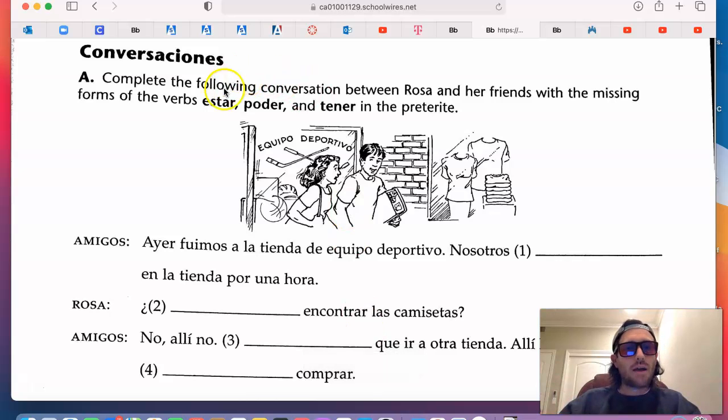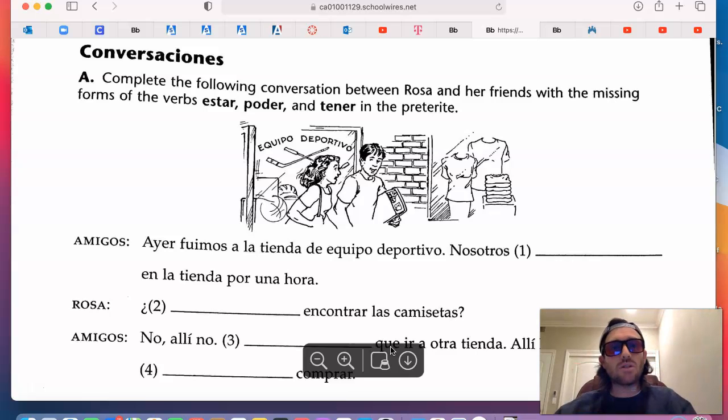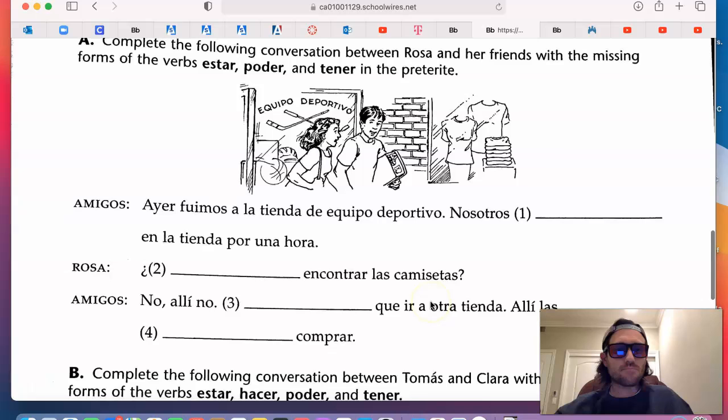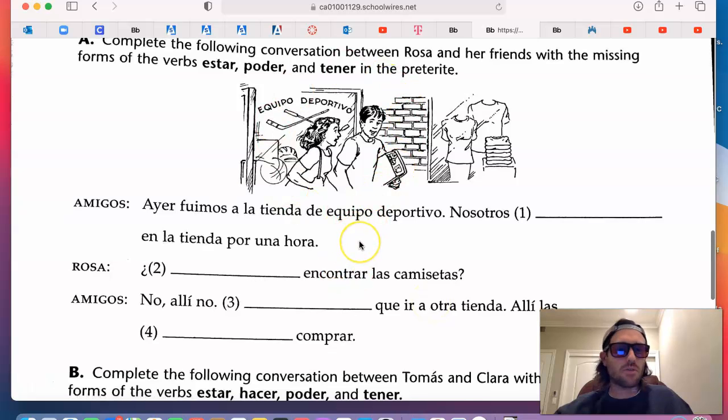So, running it back, estar, your context clue is location. Poder, your context clues are verbs. And tener, your context clue is the preposition que. Tener que, that expression is to have to do something. Like, tengo que hacer la tarea. I have to do my homework. Or, tengo que lavar los platos. I got to do the dishes. So that should help you out for this particular exercise.